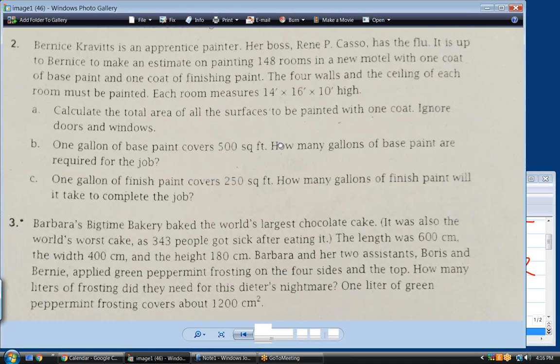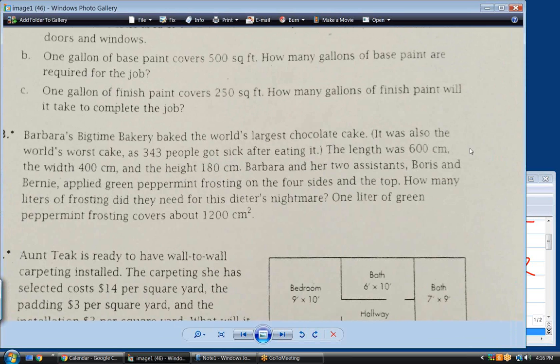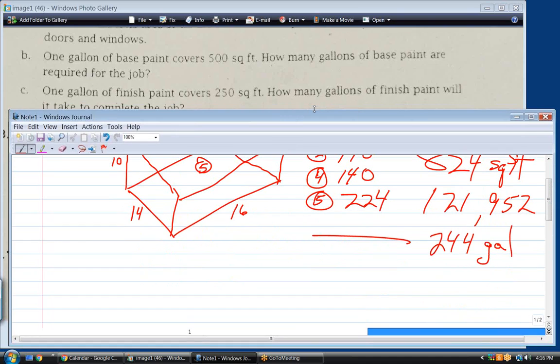Okay. 1 gallon of finish paint requires 250. How many gallons of finish paints? Can you do it quickly? 121,952. Wouldn't it be twice as much? Yeah. In other words, the other answer was actually 243.9.